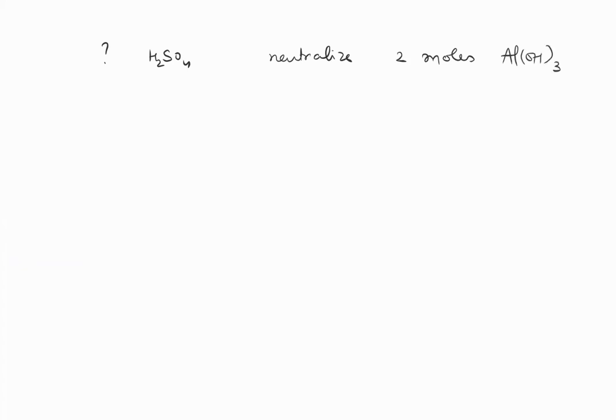You can write the reaction without writing it out. Look: how many moles of H2SO4 are required to completely neutralize 2 moles of aluminum hydroxide? The concept is that the equivalence of H2SO4 equals the equivalence of aluminum hydroxide. This is the equation I'm going to use. And equivalence can be written as number of moles into N factor. So N1 NF1 equals N2 NF2.